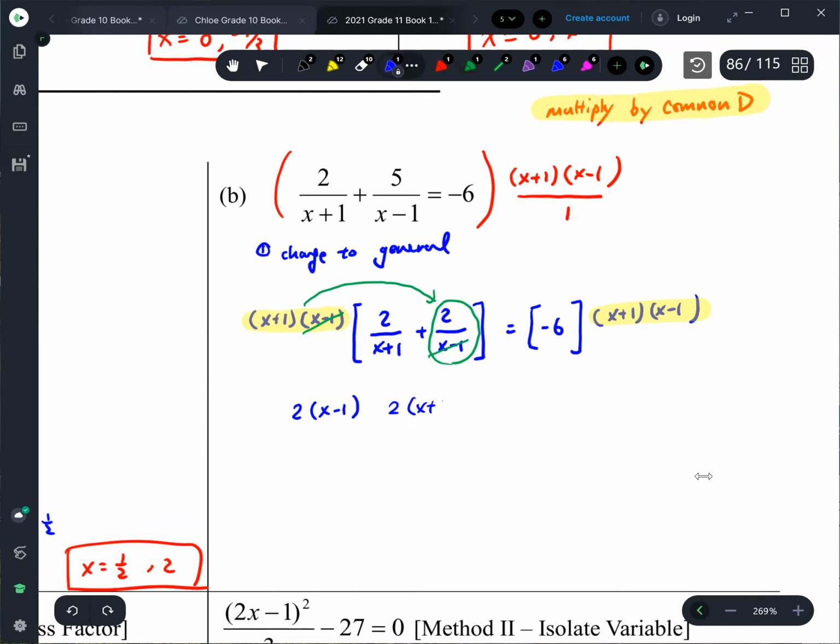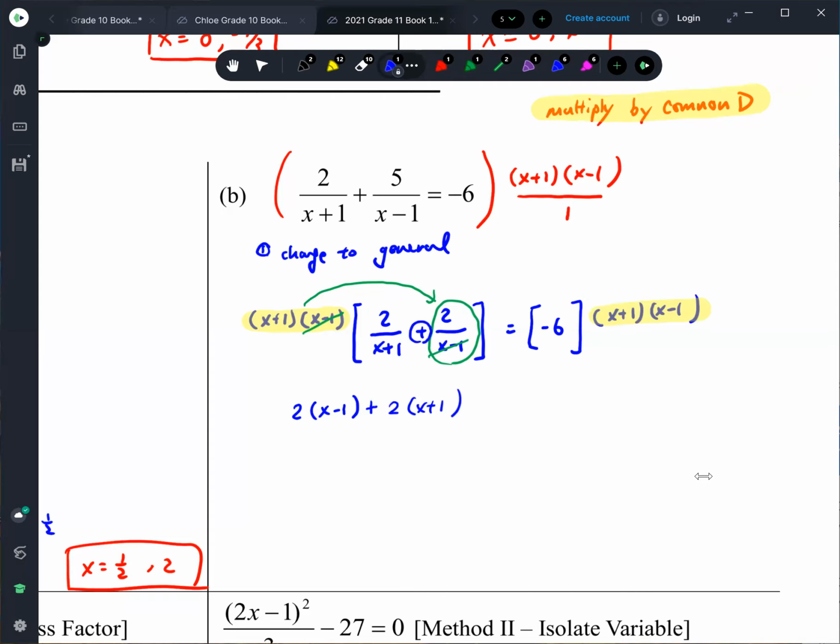And remember, in the middle, you should still have a plus, right? There's a plus in the middle, so you need to keep the plus there. Otherwise, it will look like they are all multiplying together.